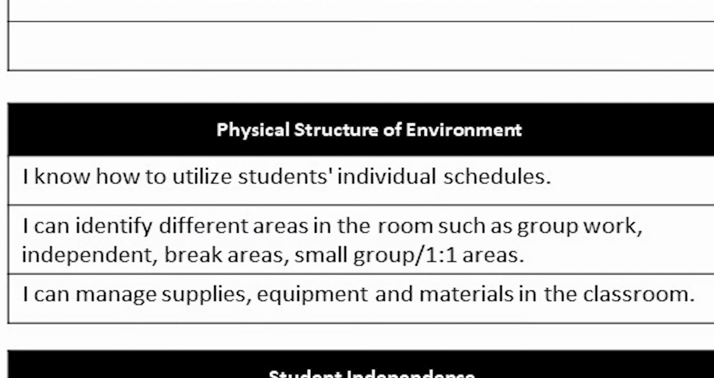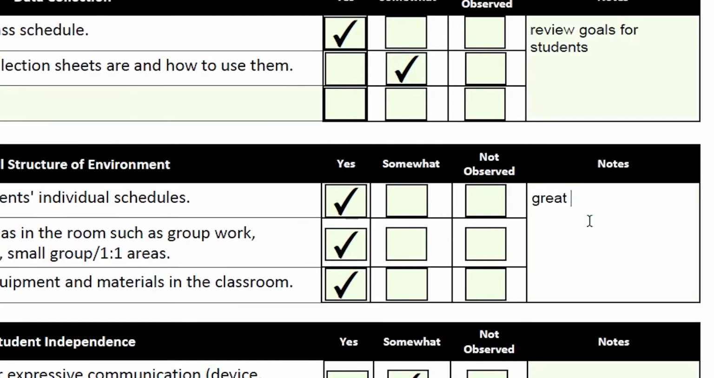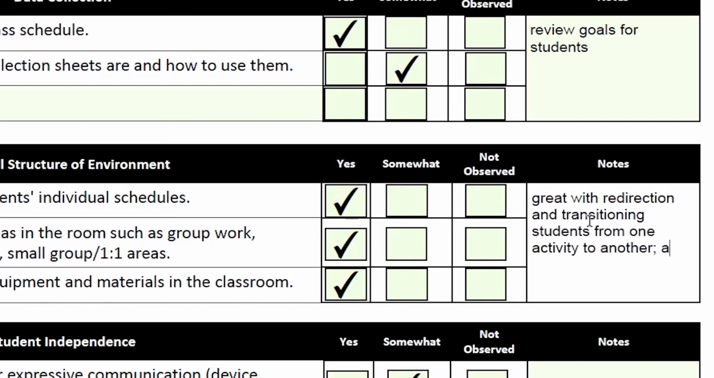The next part is the physical structure and environment. The staff should be able to manipulate the classroom environment and know what areas are used for what tasks or activities. They should also know where the different supplies and materials are throughout the day to be able to support the students in the different activities that are happening.